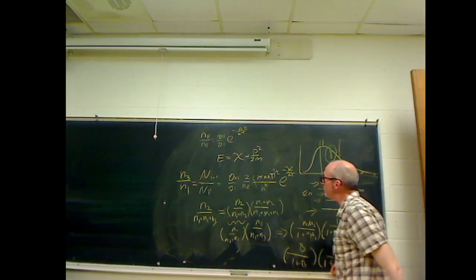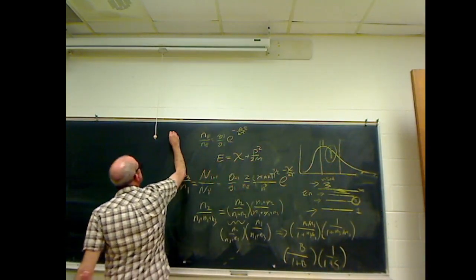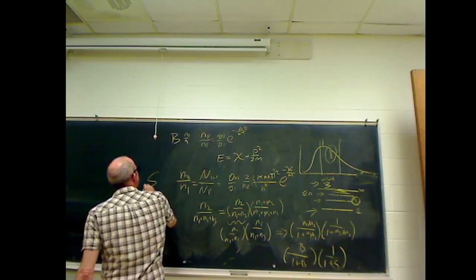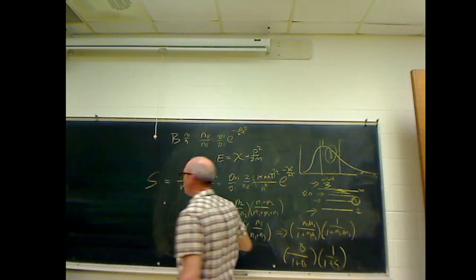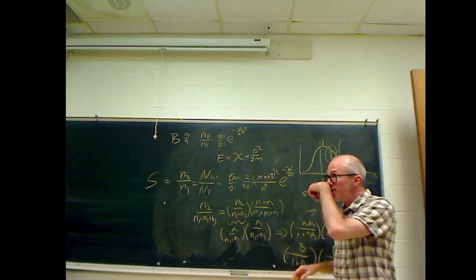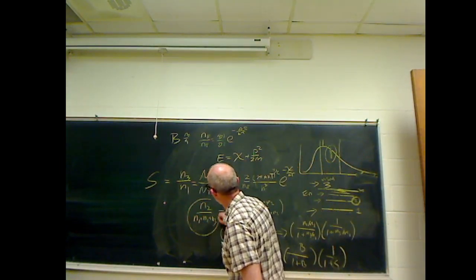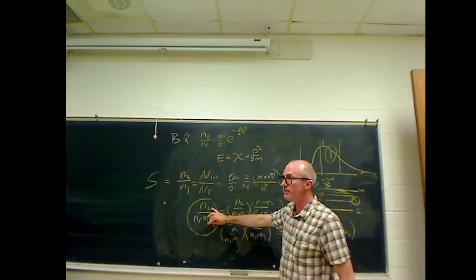So let me be clear. This is Boltzmann, which is going to give me N2 over N1, and then Saha is going to give me N3 over N1. Okay. And I've got to do a little juggling to make sure that this makes sense. So what I'm looking at is N2 to everything. That's what I'm going for.